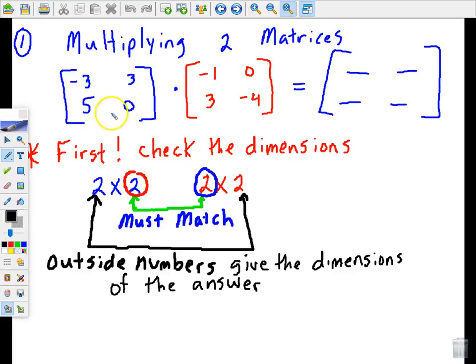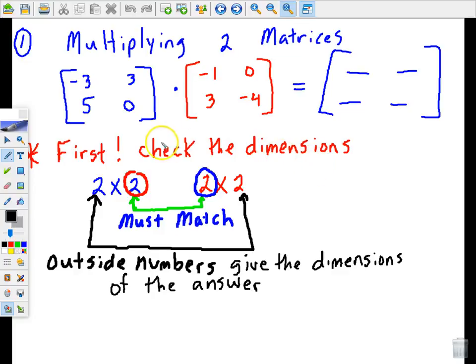Here I have this blue matrix, this 2 by 2, being multiplied times this red matrix, also a 2 by 2. So the first thing that you need to remember when you are attempting to multiply two matrices together, and I've got this here for you on this slide, you should check out the dimensions of each matrix.